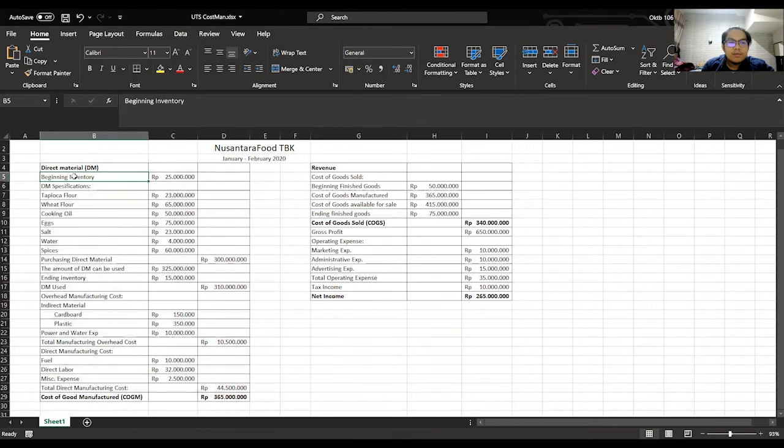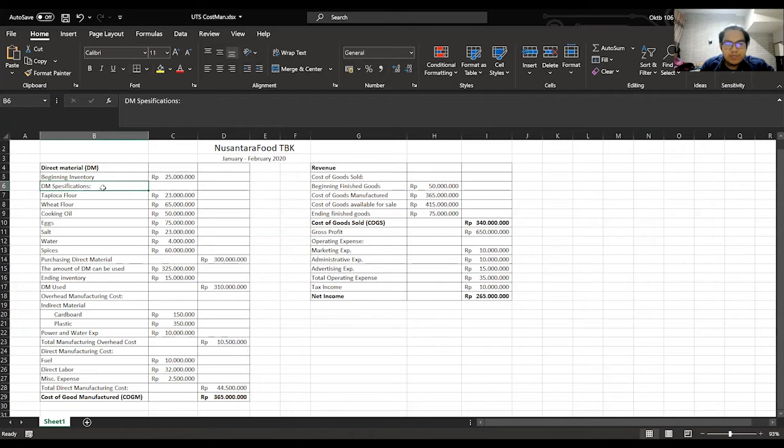So firstly, we have beginning inventory. This is the inventory from the last production, which is January. It runs from January to February, and this is the statement from the end of February. So from the January production, we still have some inventory, 25 million, but this is not enough for our next production, so we need to buy more inventory.